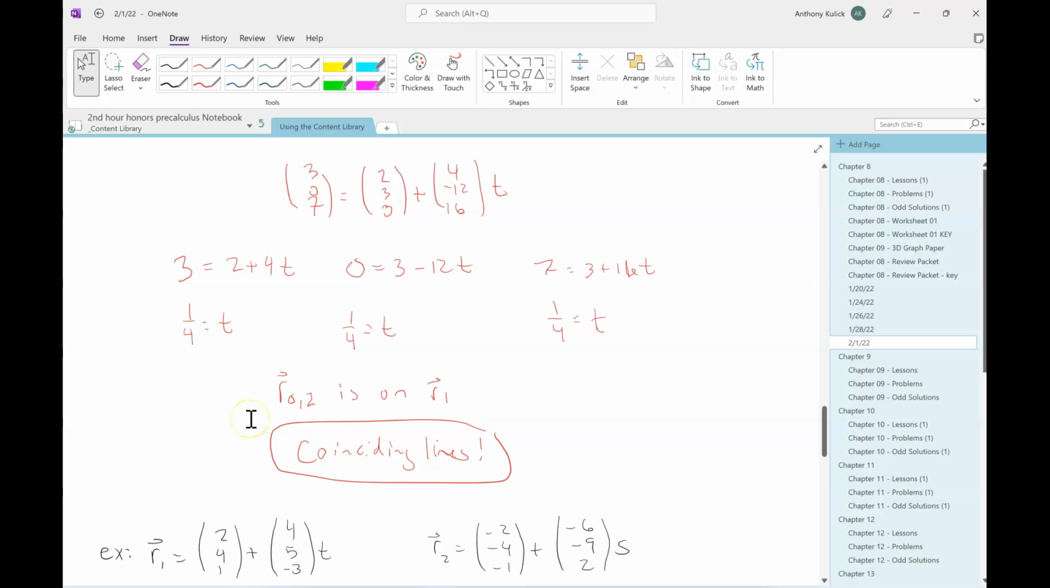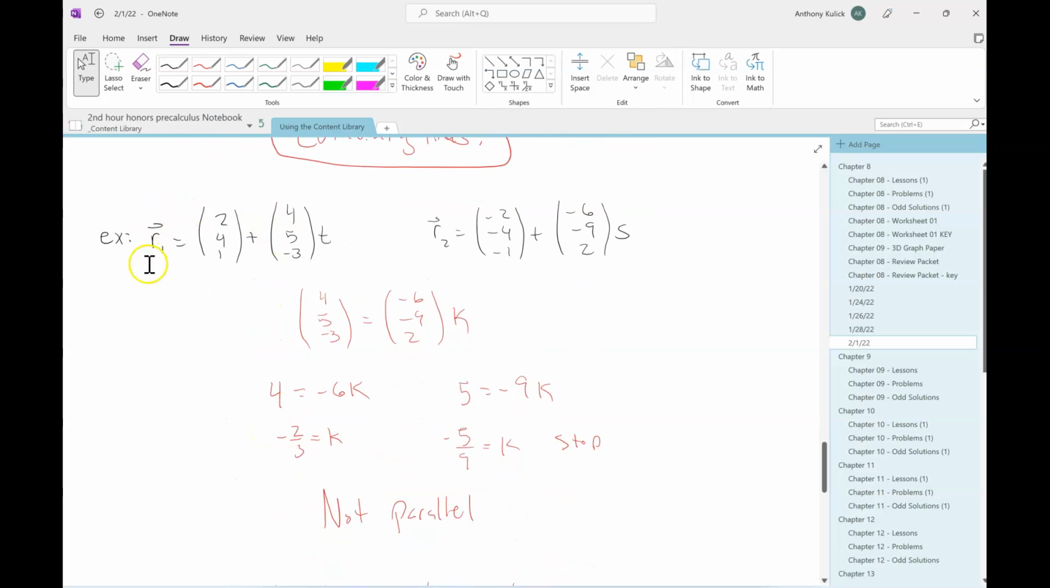And since the direction vectors are scalar multiples, and a point from one line is also on the other line, we know that those lines are coinciding, that they're really just the same line. Does that feel okay on what we did there?